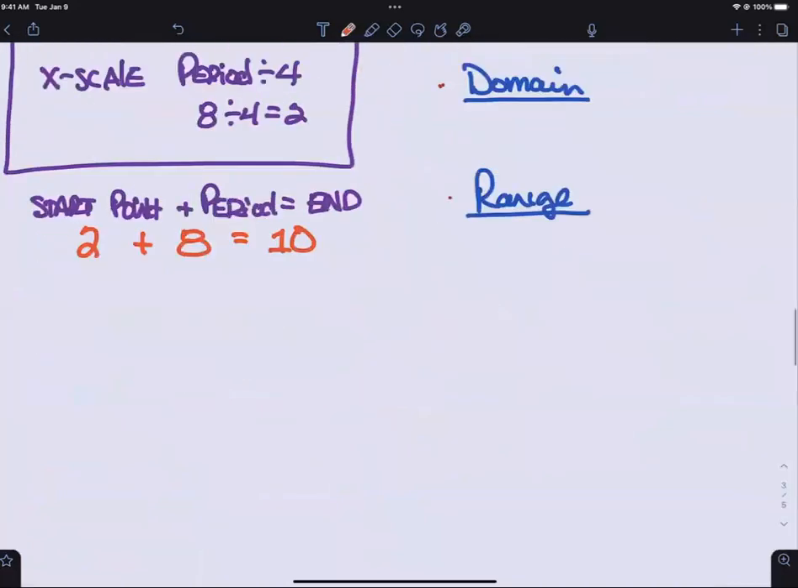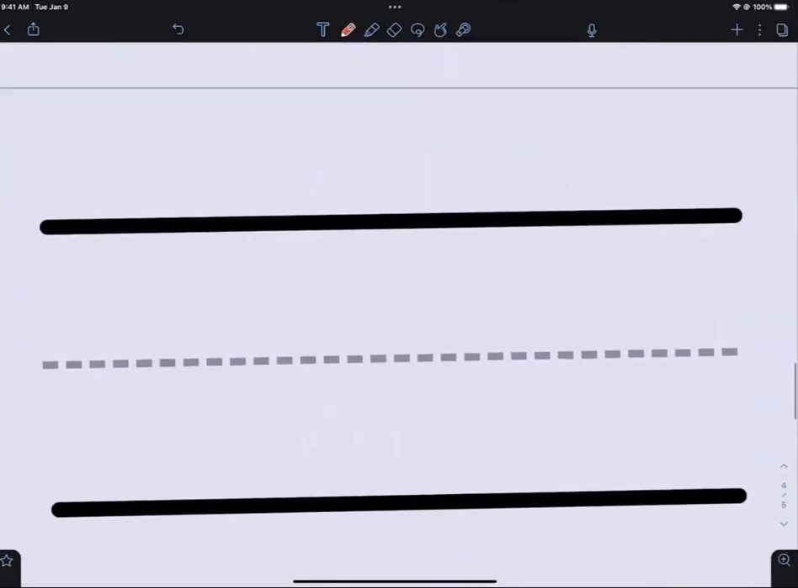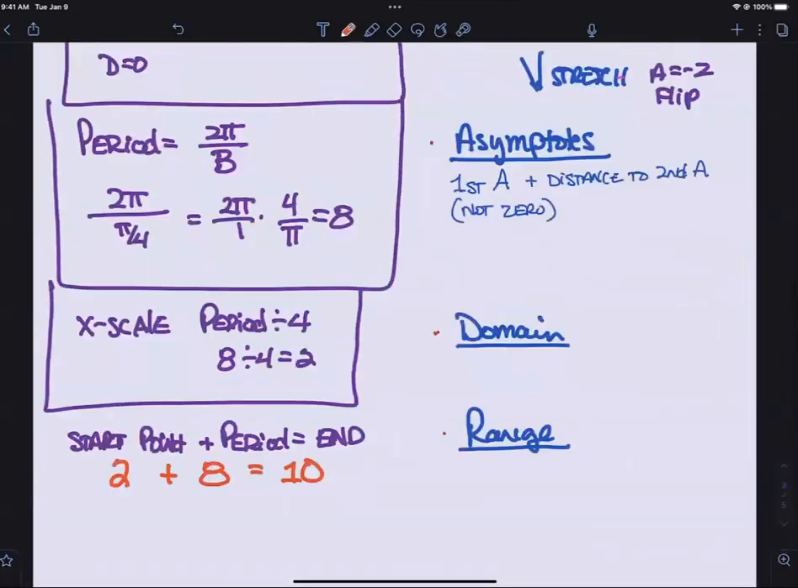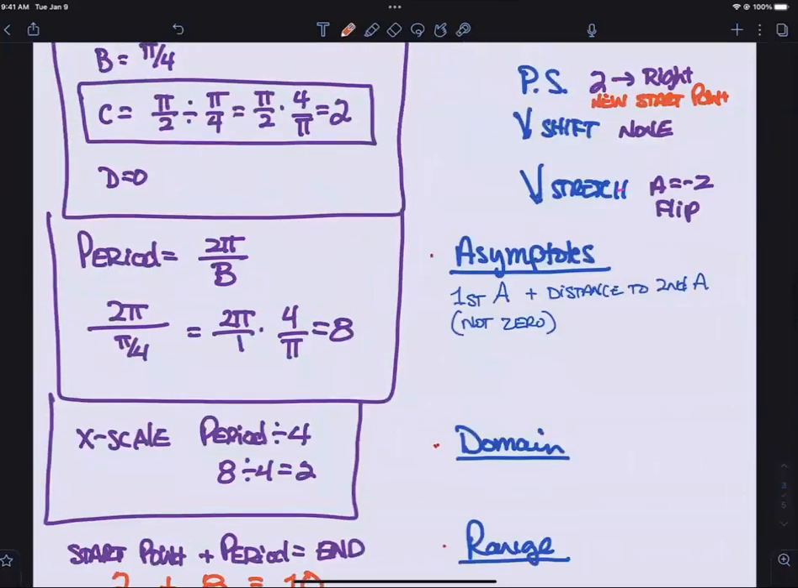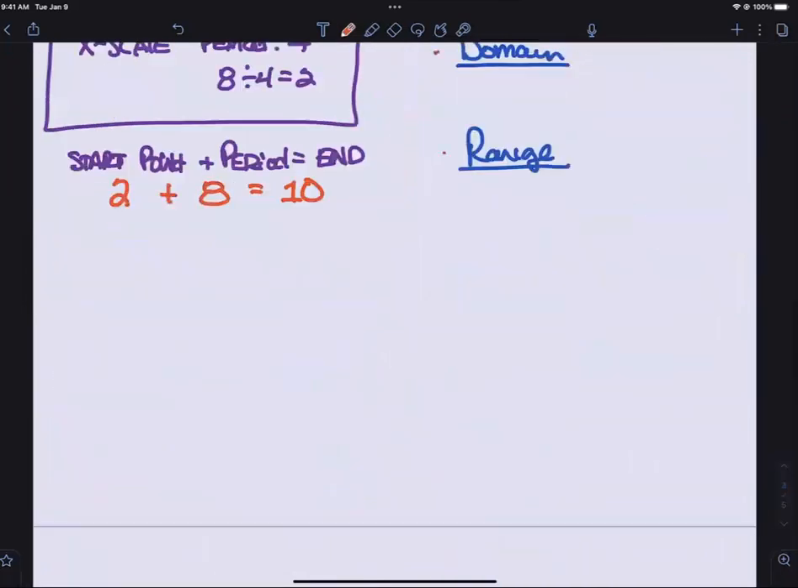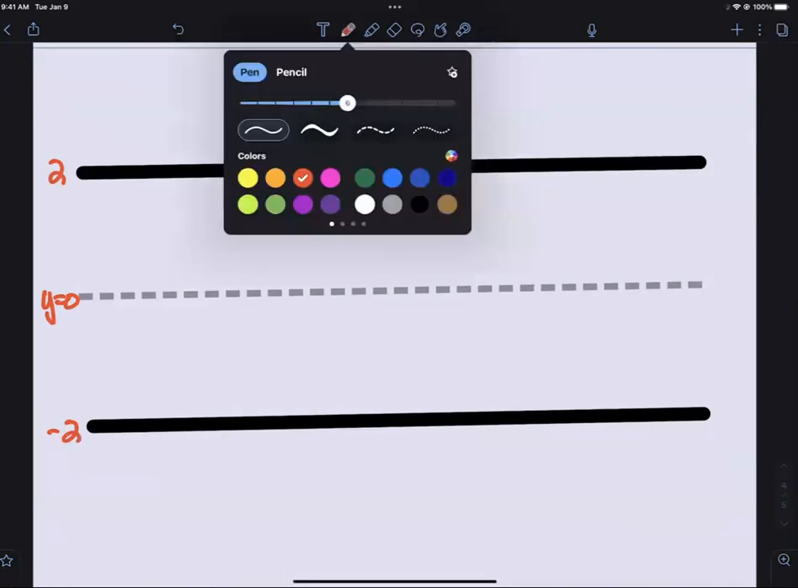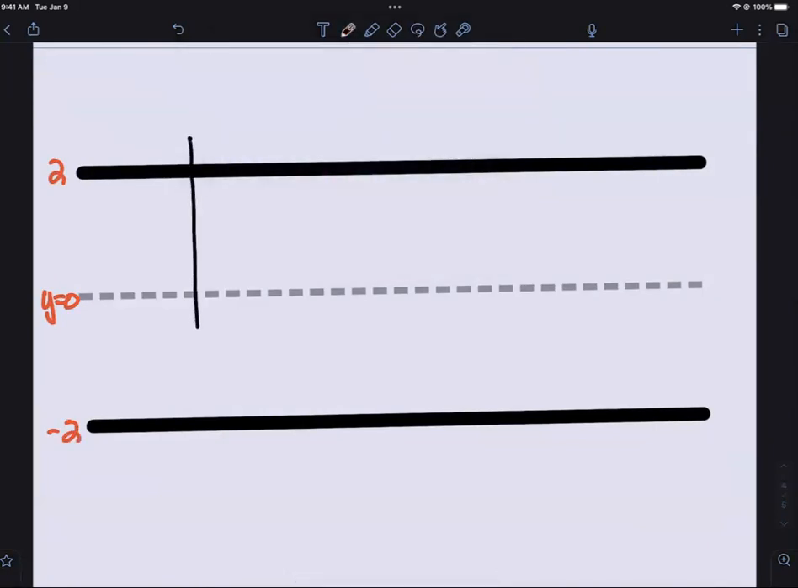I'm ready to finally graph. And here I've got my little grid drawn. And let's see, what was my shift? I had no shift. So I'm right in the middle, and my stretch is 2. Got it. Here we go. So here, this is y equals 0. And I'm at 2, I'm at -2. Here is my y-axis. And I'm going to give myself my 5 points.